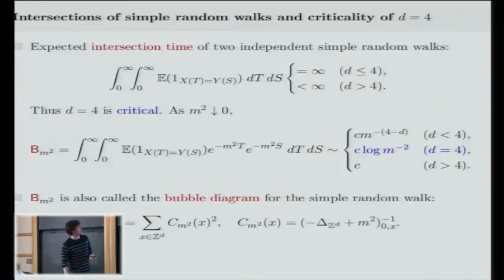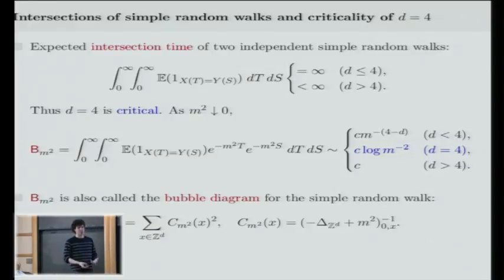Let me say a few words about the criticality of 4 dimensions. If you consider a kind of toy model where you take 2 independent simple random walks and ask how often do they intersect, then you'll find by an explicit calculation that this is infinitely often in dimension 4 and lower, and finitely often in dimension 5 and more.